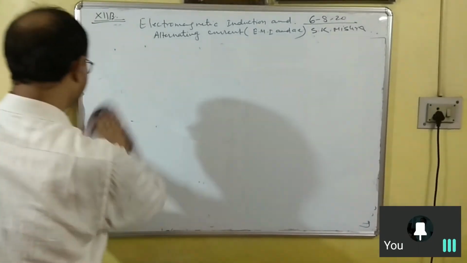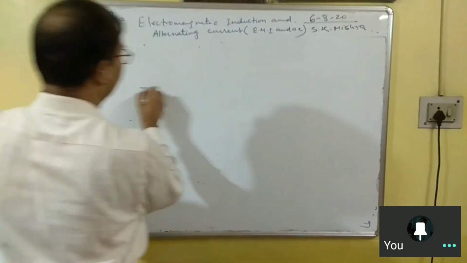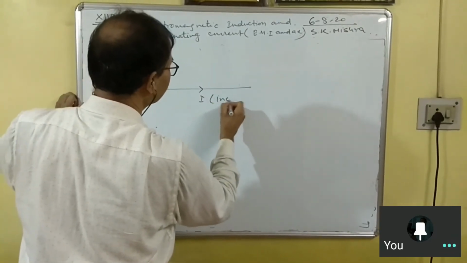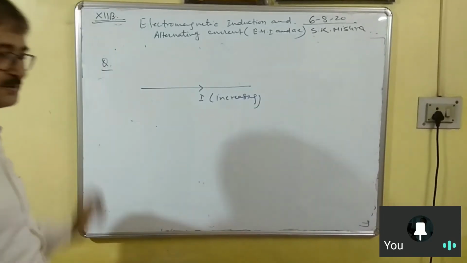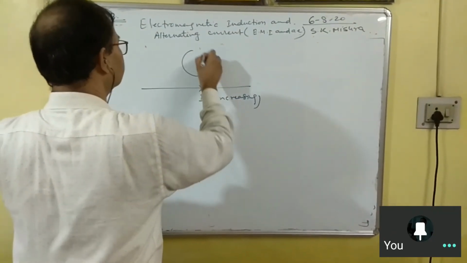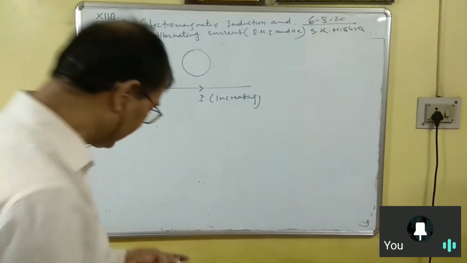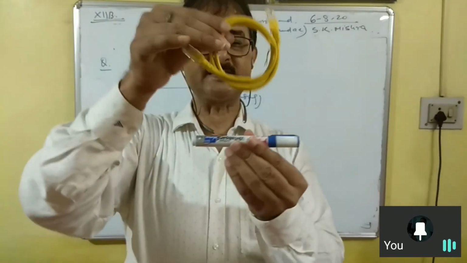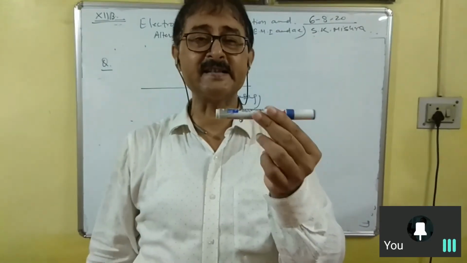Now the third question is, you have a straight wire and the current I is not constant. Now it is increasing. An increasing current is flowing through this infinitely long straight wire. And a loop is lying above the wire. Here is the scenario. If it is a current carrying wire, the loop is lying this way. Now, through this wire, increasing current is flowing.